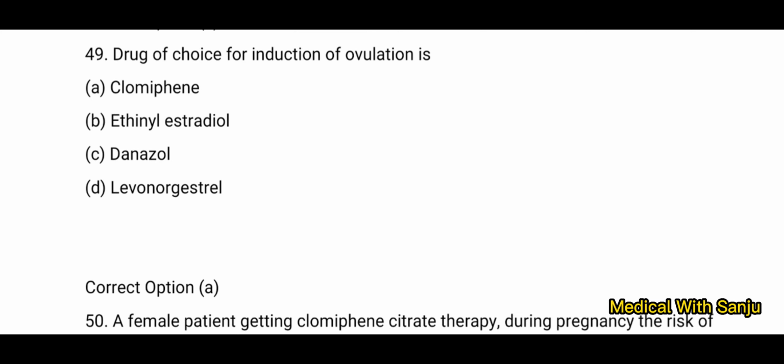Question number 49. Drug of choice for induction of ovulation is option A. Clomiphene, option B. Ethinyl estradiol, option C. Danazol, and option D. Levonorgestrel. Clomiphene. Option A is right answer. Clomiphene citrate is a non-steroid agent used to stimulate ovulation in women. Women treated with these medicines who become pregnant have an increased incidence of multiple pregnancy.